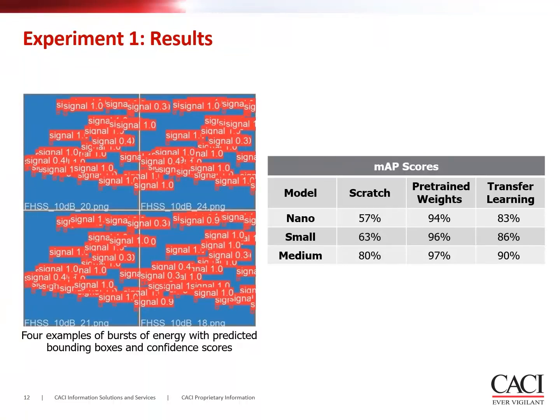The image on the left shows the output from YOLO trained with pre-trained weights, predicting bounding box locations for individual bursts of energy within the frequency hopper, including the confidence scores for each box. These predictions can be compared to the ground truth labels in the previous slide. The results of this experiment are shown in the table. Based on these results, training YOLO with pre-trained weights produced the best results, proving the hypothesis incorrect.